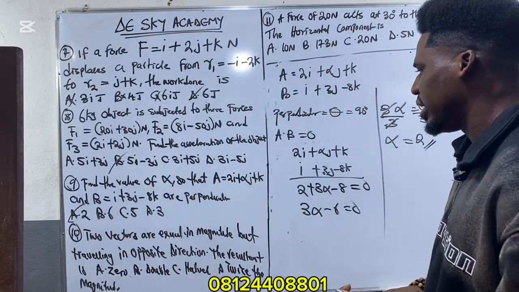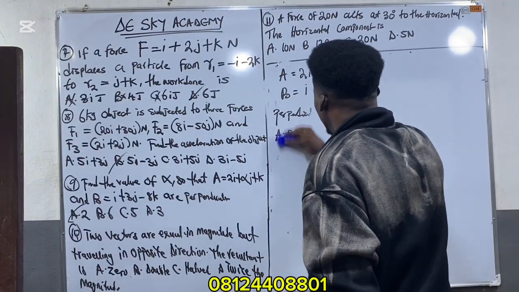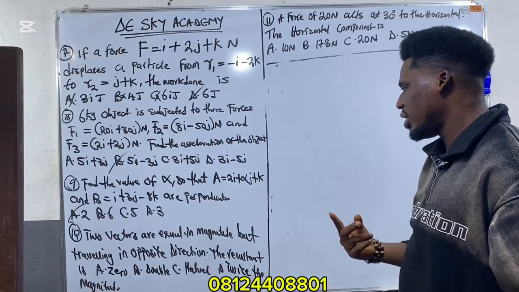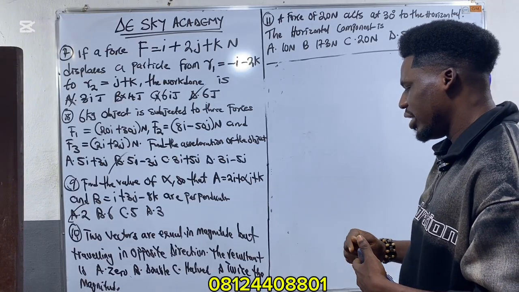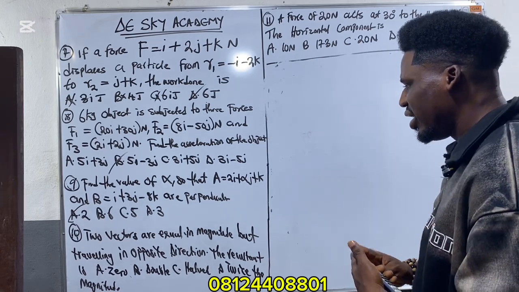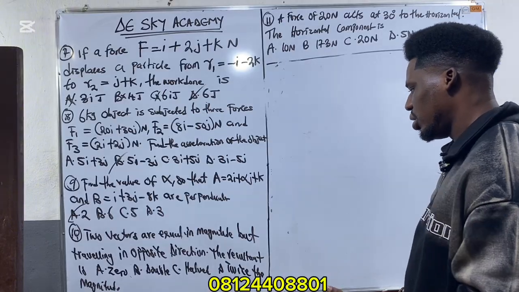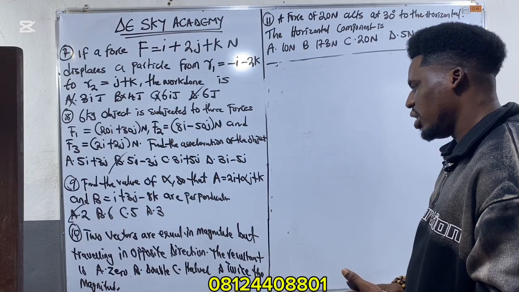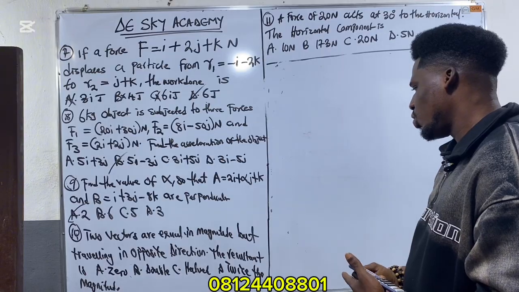We will now move to question number 10. What are they asking us in question number 10? They say two vectors are equal in magnitude but they are traveling in opposite direction. What is the resultant? The resultant is dash. A 0, B double, C half, D twice the magnitude.